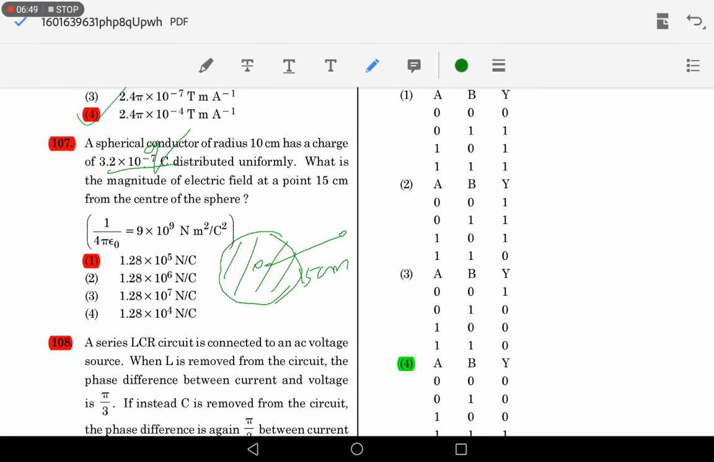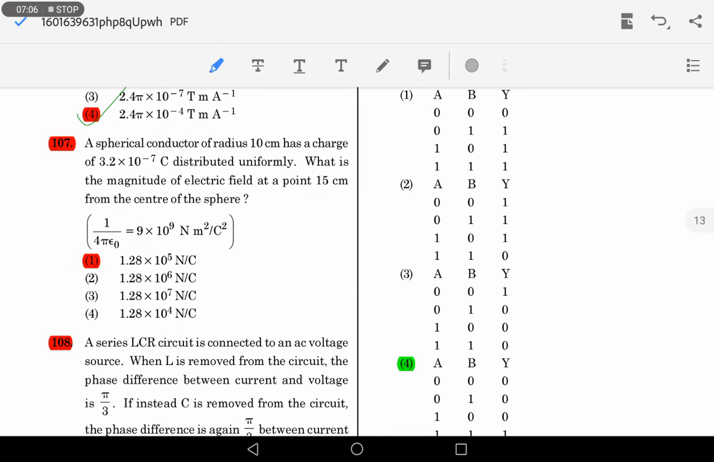I hope everybody will be thorough with this formula: electric field equal to 1 by 4 pi epsilon naught Q by R square. We know the value of 1 by 4 pi epsilon naught as 9 into 10 power 9. Q value provided, R is 15 centimeter, but the SI unit is used in here, hence convert centimeter to meter. You will be able to reach the answer.